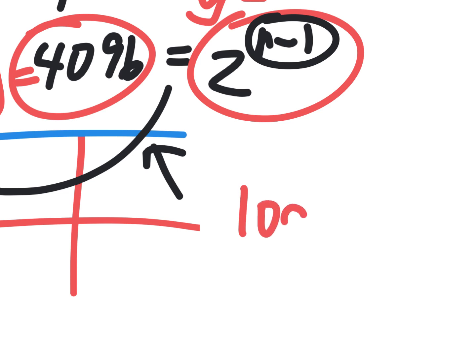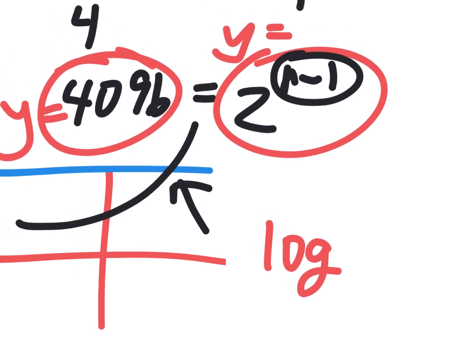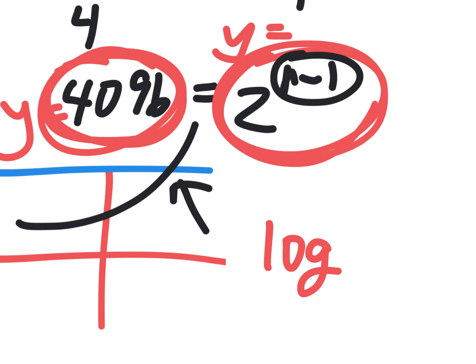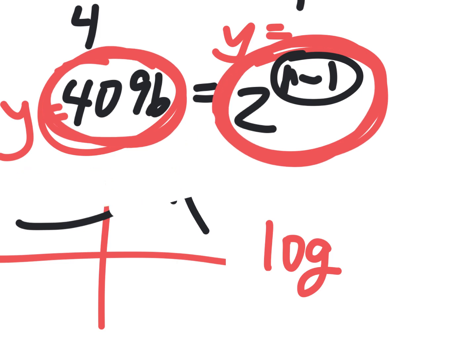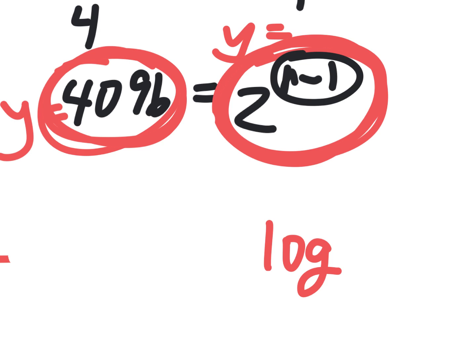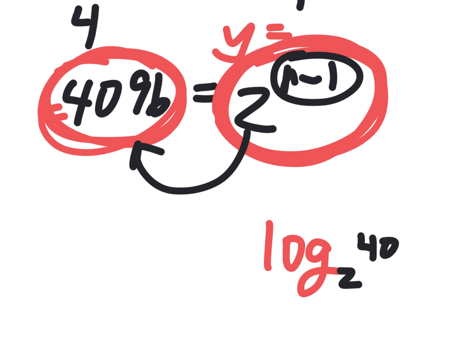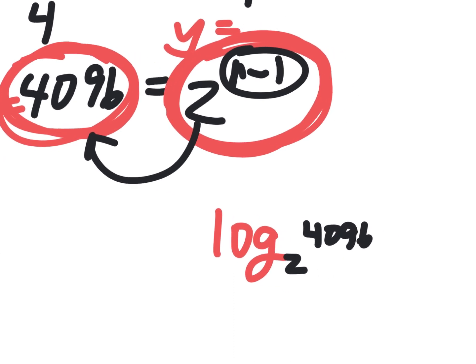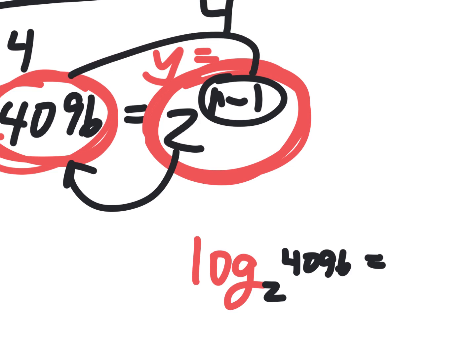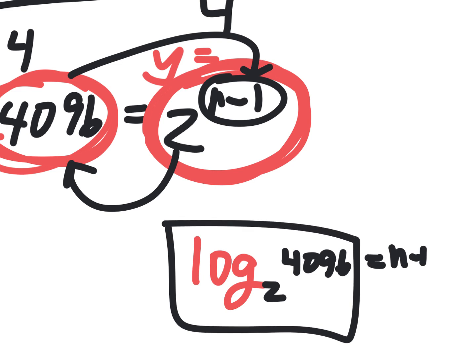So then it's log, and what of this stuff looks like a base? What out of that equation looks like a base to you? The 2. Okay, so then it's log base 2 of 4096. Is there a way to do that in your calculator? Absolutely. Equals n minus 1. And that is just a number, and your calculator can do it.